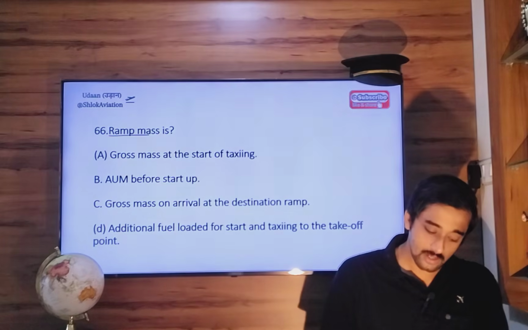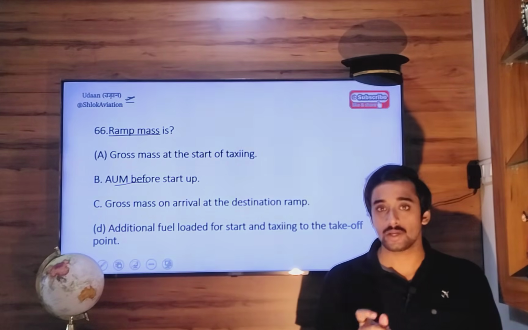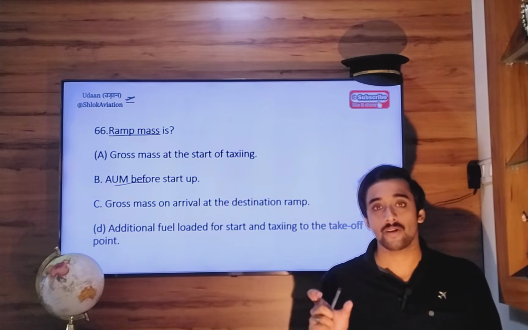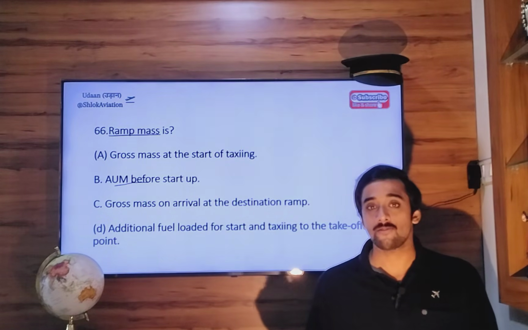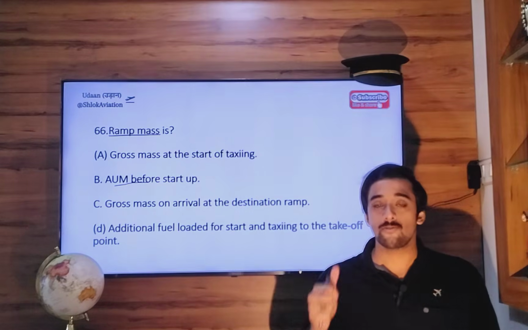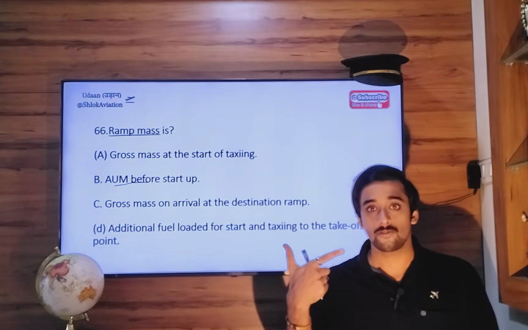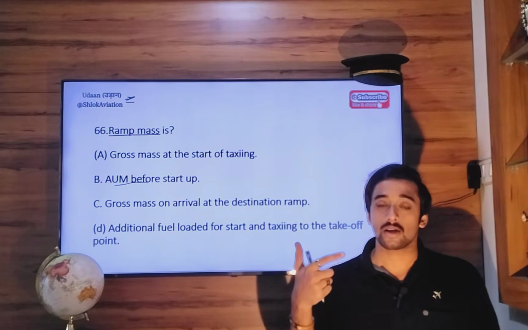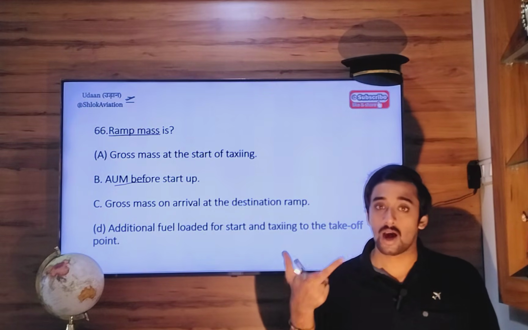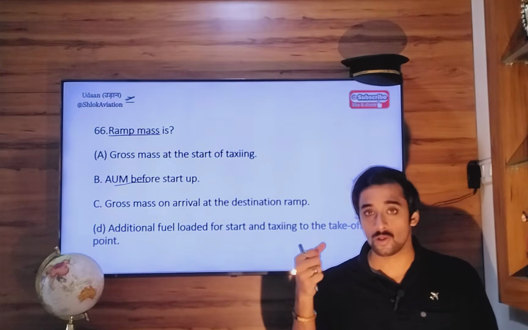Ramp mass. What is the ramp mass? So ramp mass means the weight of your aircraft when it is parked on the ramp. Now on the ramp, the weight of your aircraft will be the maximum. It will be fully loaded with passengers. The wing tanks will be full of fuel, and cargo, baggage, and non-revenue loads will also be there.